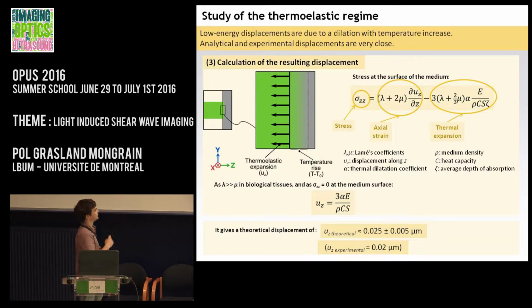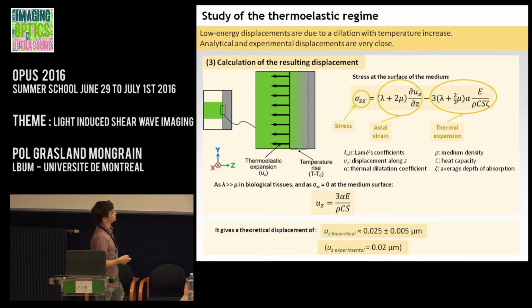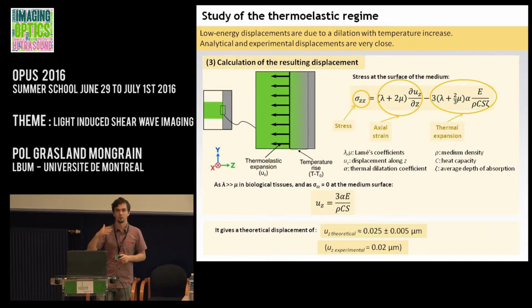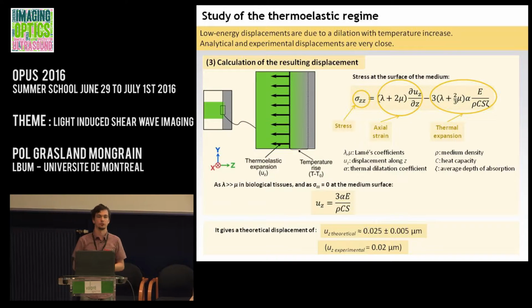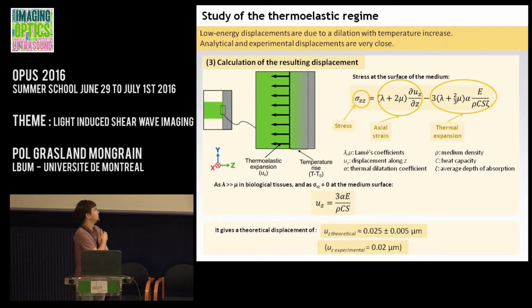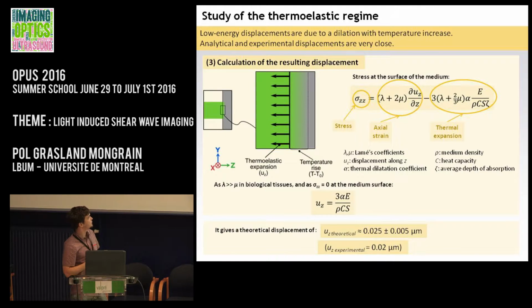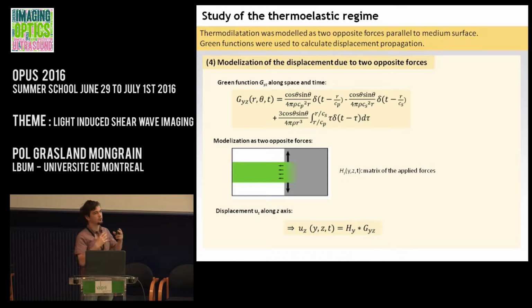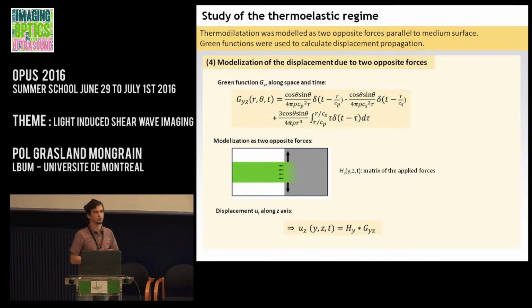And if we calculate the displacement, we find something almost equal to 0.025 micrometers, and it is very close to what we have measured experimentally. So that justifies the physical model that we have adopted. We can go a little further by trying to calculate the displacement pattern due to the thermoelastic expansion.